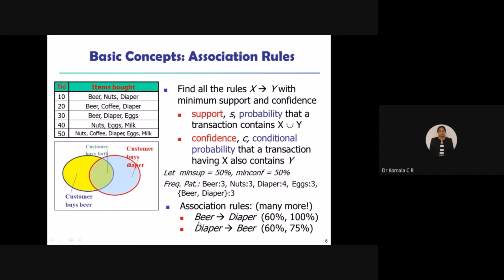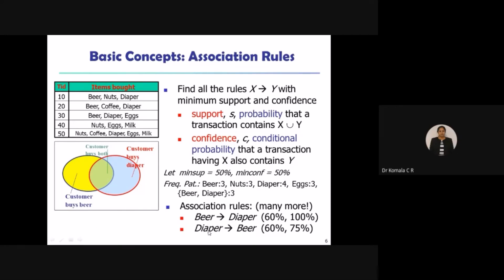Now with respect to beer with diaper or diaper with beer, it appears only 3 times out of 5. When I take X as beer and Y as diaper, check how many times whenever beer is there, diaper is there. Yes, beer is there, diaper is there, three times. That means whenever beer appears, diaper appears. When I take X as beer, it also contains Y, which is diaper. So 100% of the time diaper appears along with beer. That I will list for X as beer and Y as diaper.